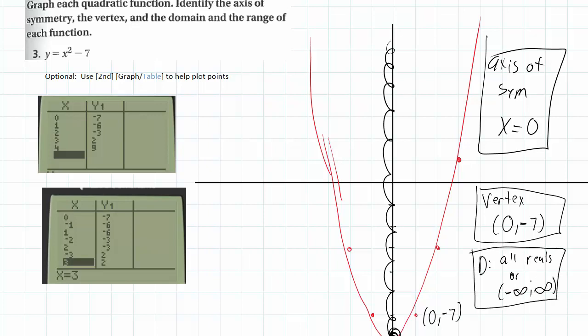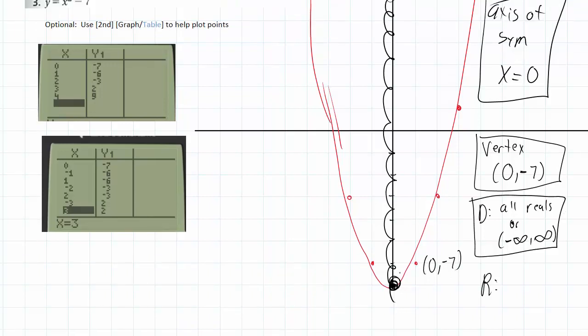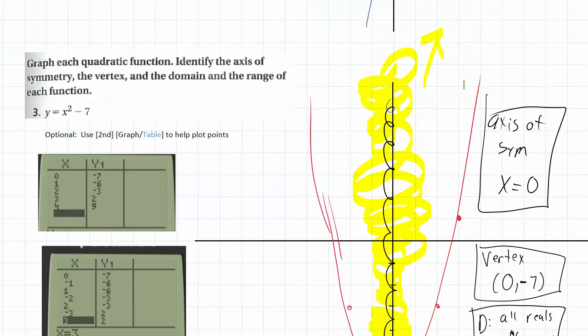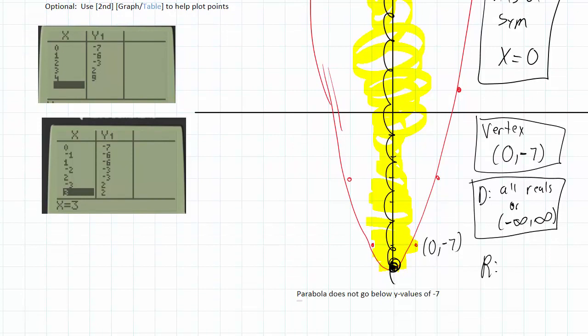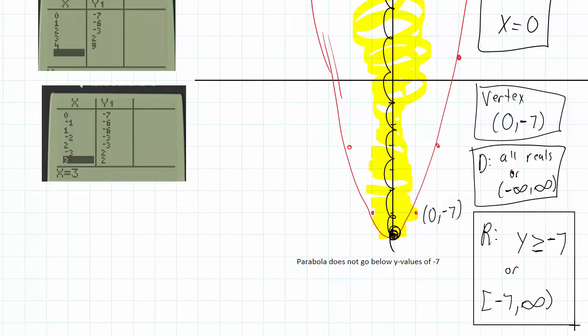The domain is always all real numbers in every parabola. Always, always, always. Any polynomial function, especially quadratic equations, the domain is always real numbers. And the range is only the values that are above my vertex, because this is a top opening or concave up parabola. So my range doesn't include values under -7, so I can either say y is greater than or equal to -7, or I can write it in interval notation right here. Don't forget to always put a parenthesis next to infinity.